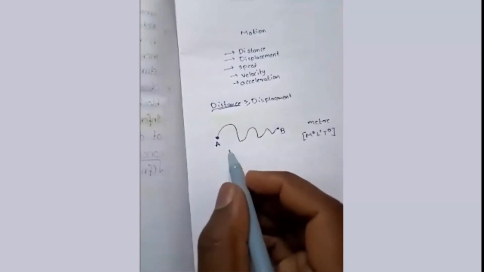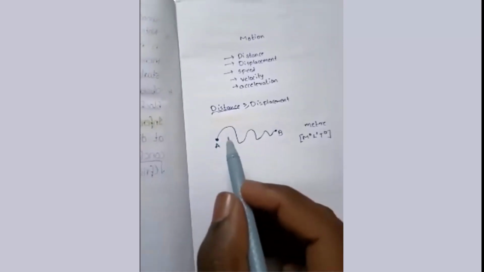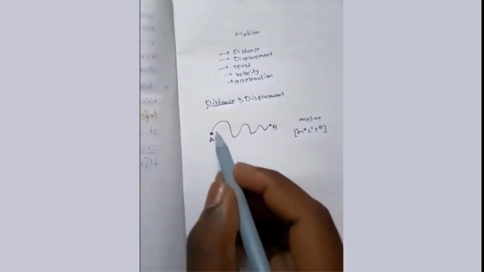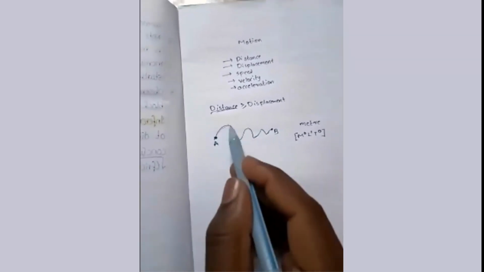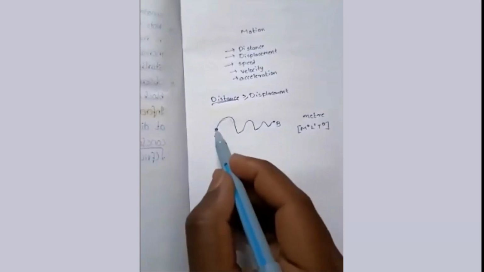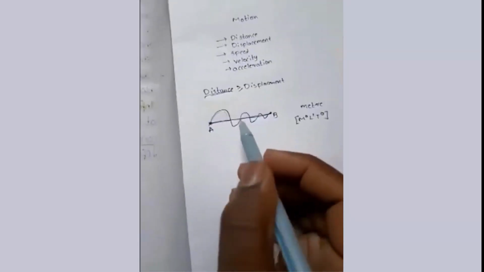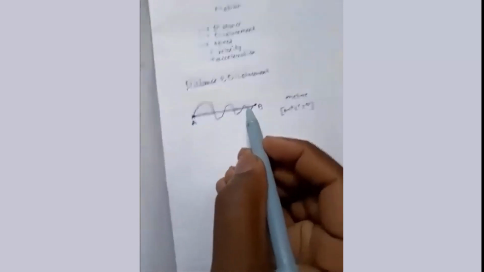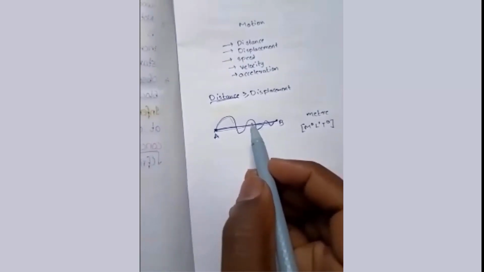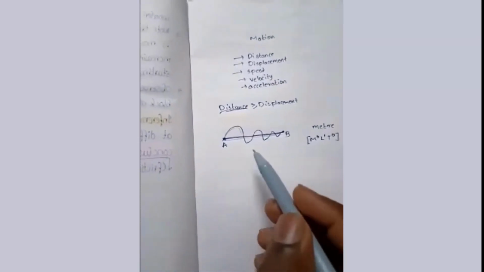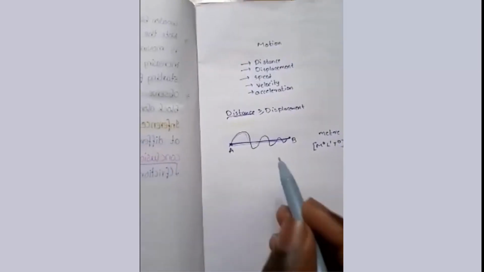Now displacement. Displacement is the minimum length between the initial and final positions. Here the particle is going from A to B in this path. This total length of the path is distance, but the shortest line joining A and B is this thing. Here, this straight line is the displacement. The displacement is the minimum distance between initial and final position of the particle, that is, the shortest distance between the initial and final points.